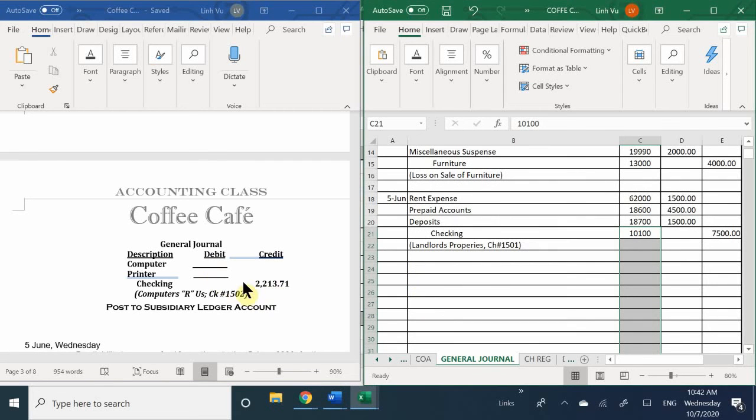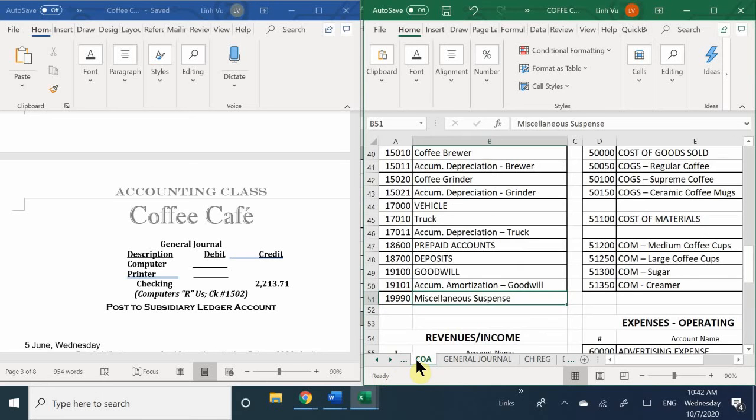So we already did the calculations here. Now let's go ahead and journalize this and then do the calculations after. Okay. So first things first, the date is going to be June 5th. Now, let's look at our chart of accounts. Do we actually have a computer account?